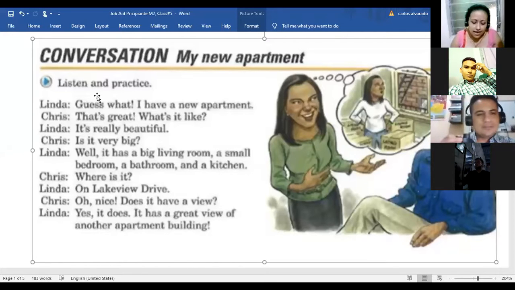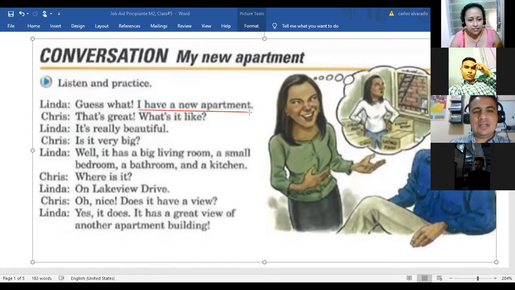Guess what? I have a new apartment. That's great. What's it like? It's really beautiful. Is it very big? Well, it has a big living room, a small bedroom, a bathroom, and a kitchen. Where is it? On Lakeview Drive. Oh, nice. Does it have a view? Yes, it does. It has a great view of another apartment building. Excellent, very good, thank you.